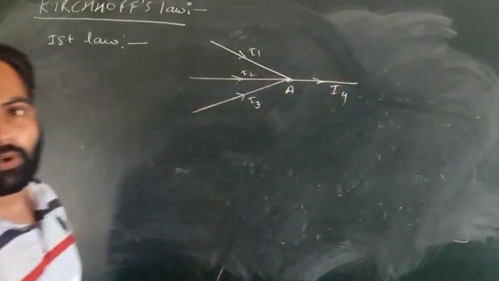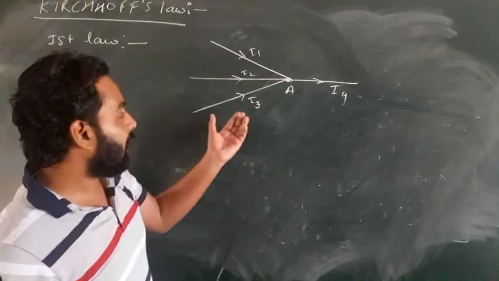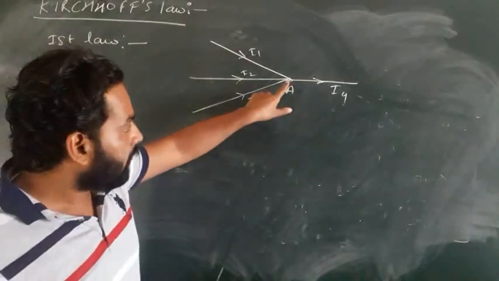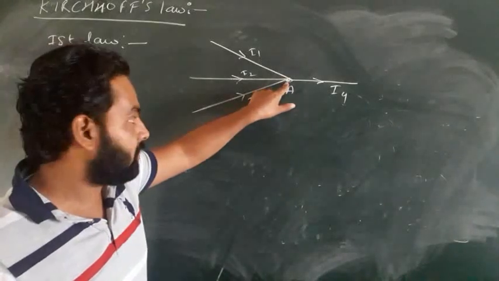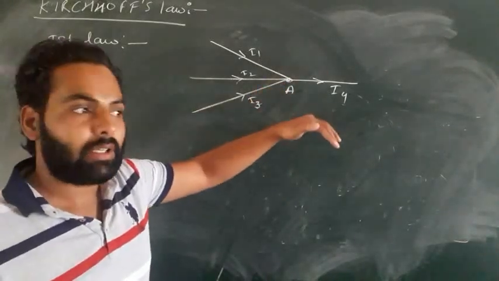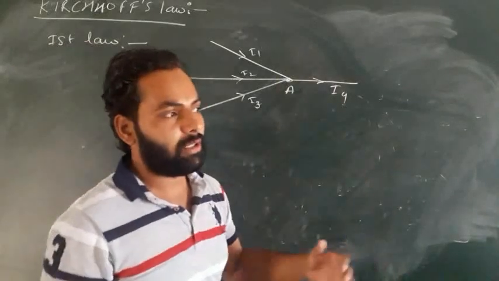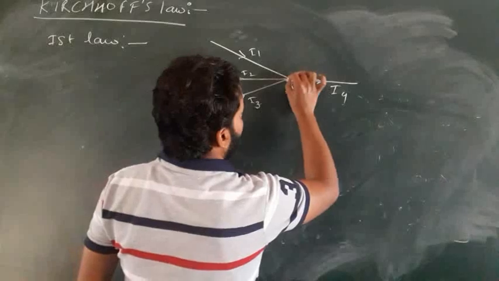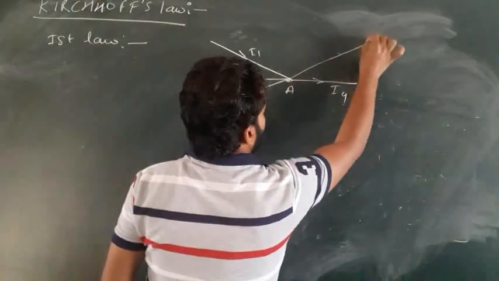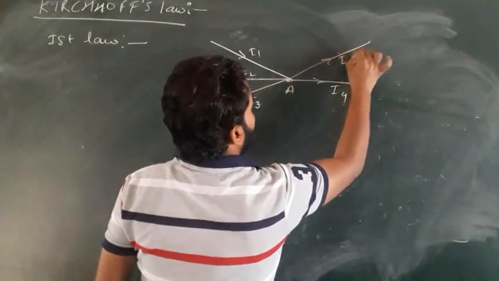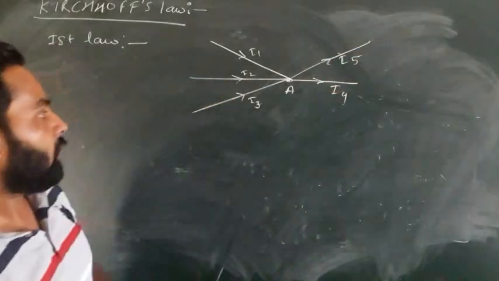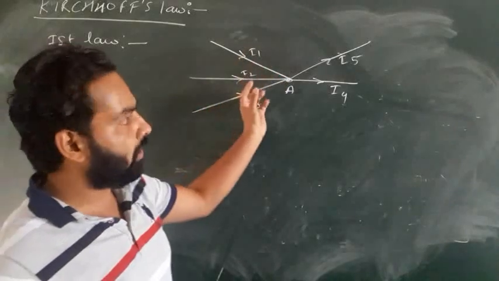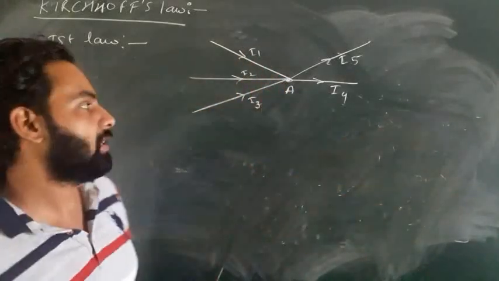So what is Kirchhoff's law? Kirchhoff's law states that the algebraic sum of all the currents entering a point or a junction is equal to the algebraic sum of the currents leaving that junction. For example, if we take one more point here, I5. That law states that as much current reaches the junction, the same amount of current also leaves the junction.